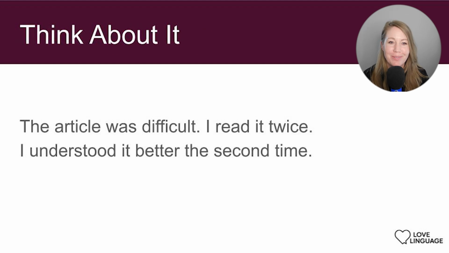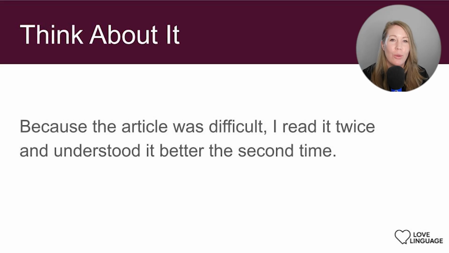Let's practice quickly. Here's a short paragraph. The article was difficult. I read it twice. I understood it better the second time. How could you combine these ideas into one or two complex sentences to improve flow and emphasis? Let's take a look. One possible rewrite is, because the article was difficult, I read it twice and understood it better the second time. Now look at your own writing and ask yourself, where could I show a relationship between ideas? Where could I emphasize key points by moving clauses around? And where can I combine simple sentences into smoother, complex ones?